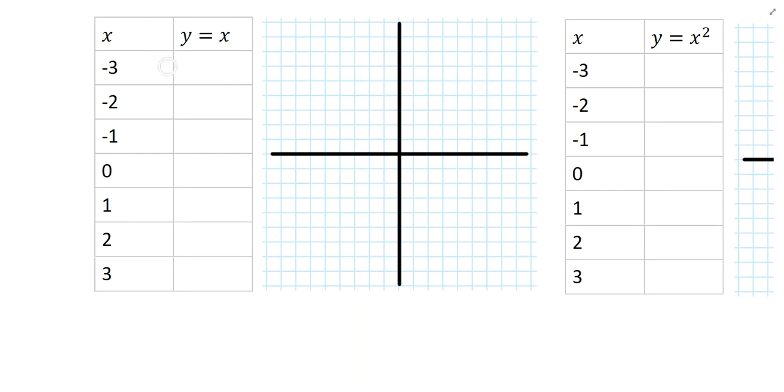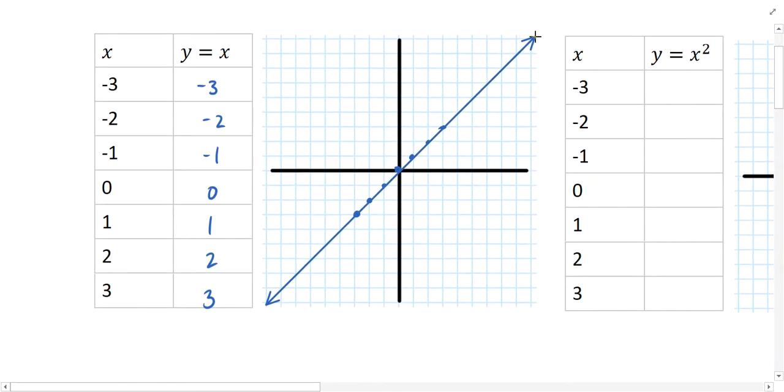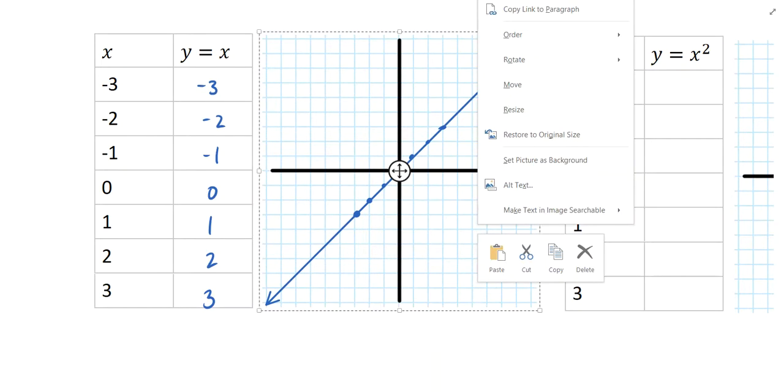For example, in this first table, when x is -3, y is equal to -3, and that produces the coordinate (-3, -3). When x is -2, y is -2, and we've got the coordinate (-2, -2), and so on. And it would be appropriate, once your table is complete, to connect these data points with a line. So I'm going to go ahead and do so. You can use a straight edge and a pencil. If you want to sketch this freehand, that would be okay too.